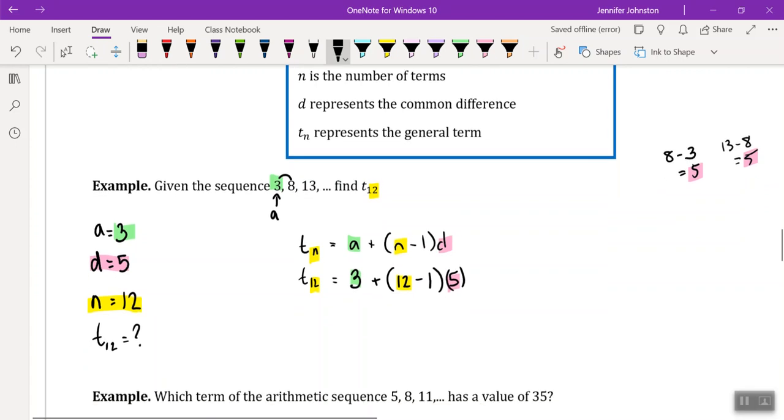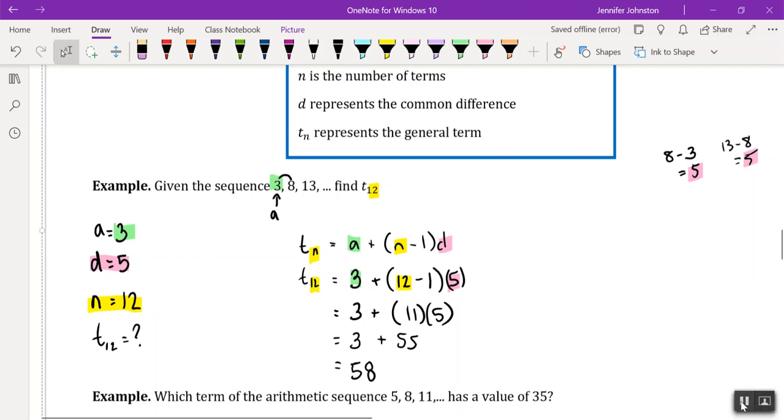All right, let's go figure this out. So we have 3. We're not going to do anything here yet. We're going to figure out what's inside the brackets first. 12 minus 1 is 11, and then here we have a 5. Again, we do not add 3 and 11 first. We have to multiply 11 and 5 to get 55, and then we can add on the 3. So we get 58. So our 12th term is 58. Therefore, T at 12 is equal to 58.